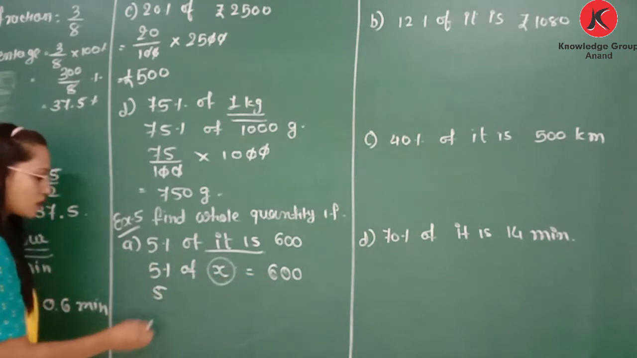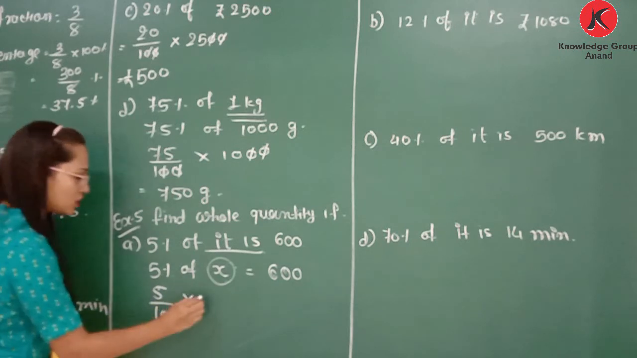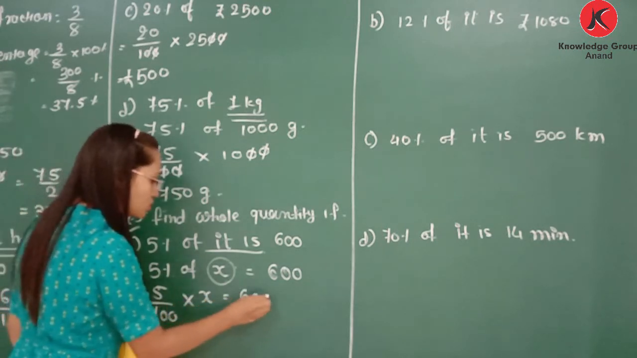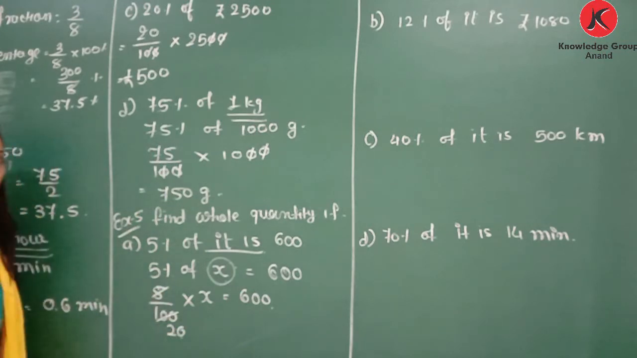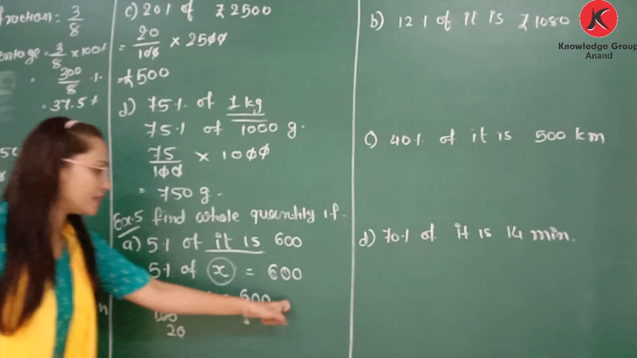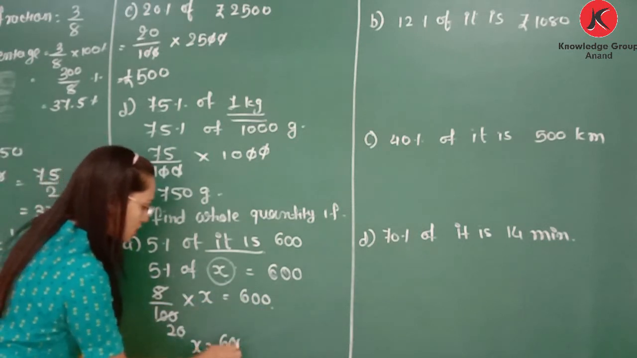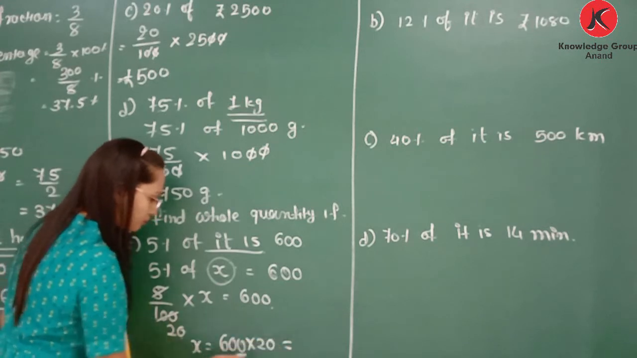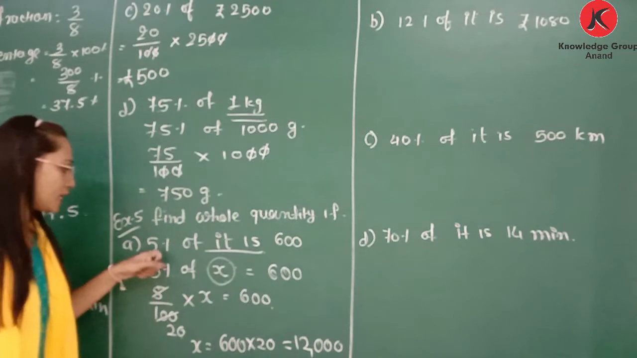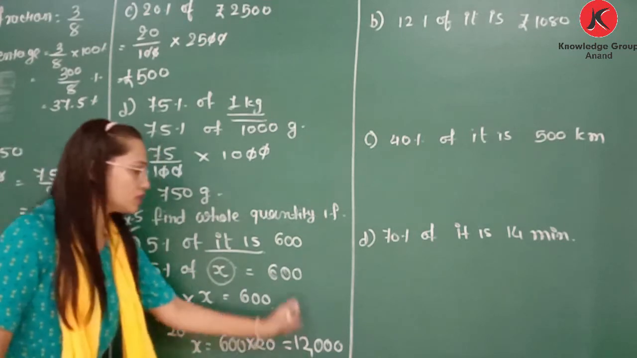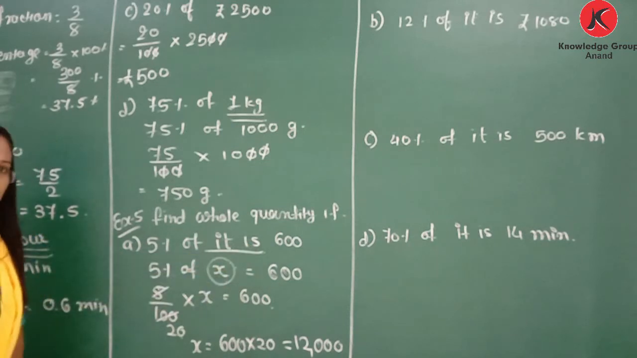Now we know how to solve this. 5% means 5 by 100, of means multiplication, x is equal to 600. 5 twenties are 100. Now 20, that is in the denominator, becomes multiplication on the right side. So x is equal to 600 multiplied by 20, that is 12,000. Means if you take 5% of 12,000, the answer is 600.